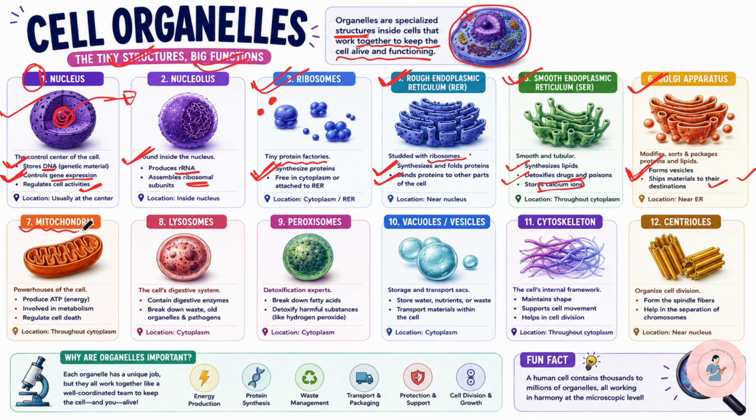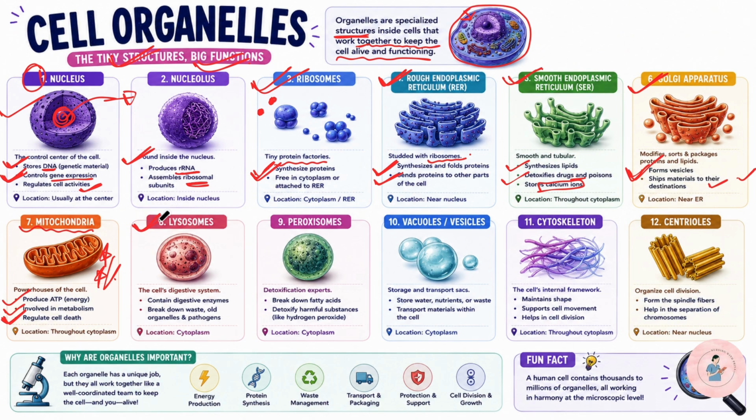The next structure is mitochondria. Mitochondria is the powerhouse of the cell. This is the most important organelle of the cell structure. They produce the energy, they are involved in metabolism, and they regulate the cell death. And they are found in the cytoplasm.